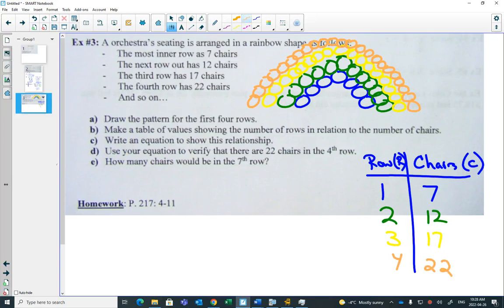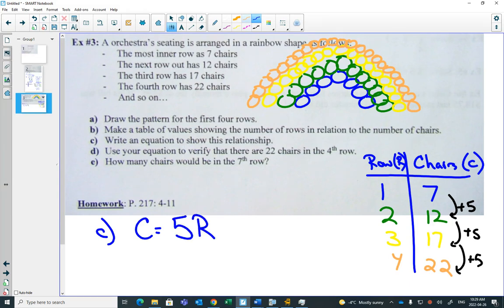Is there a pattern here? It's plus 5. Does that help us find the formula? Probably. So in part C, to find the equation, our chairs are going to equal 5 times our row, plus 2 makes it work. Beautiful.